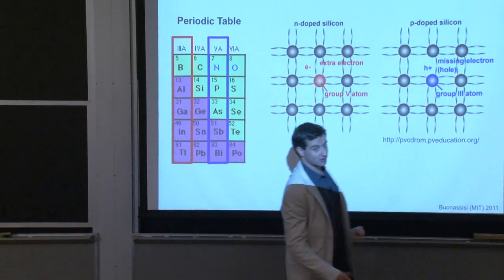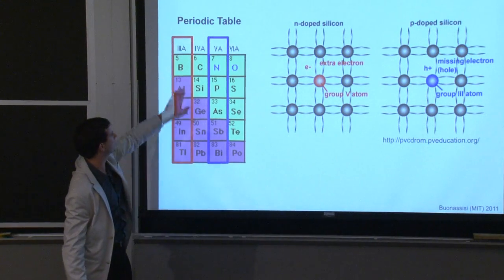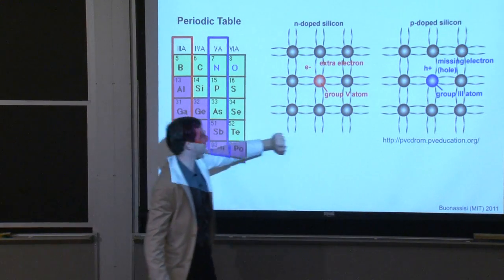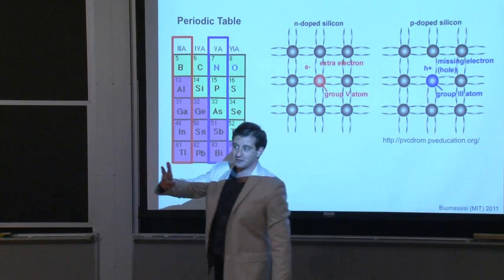Likewise, instead of moving one to the right, if we move one to the left, into our group 3 column here, we can dope our material with a boron atom, let's say, substituting 1 silicon atom for a boron atom. Boron has 3 valence electrons.